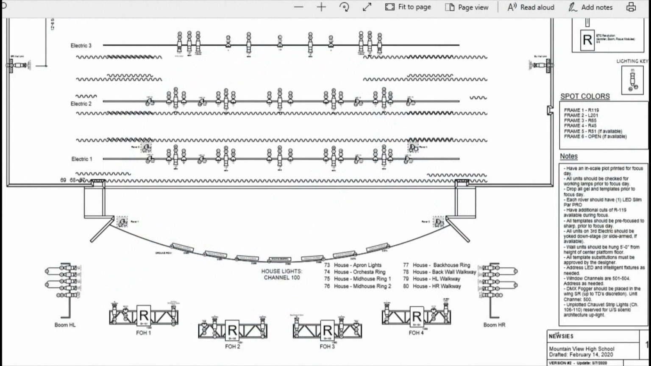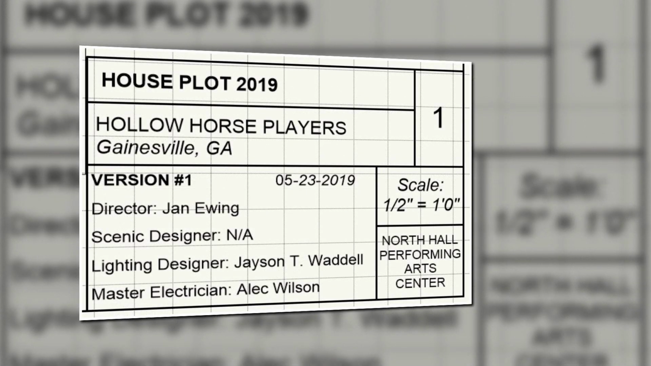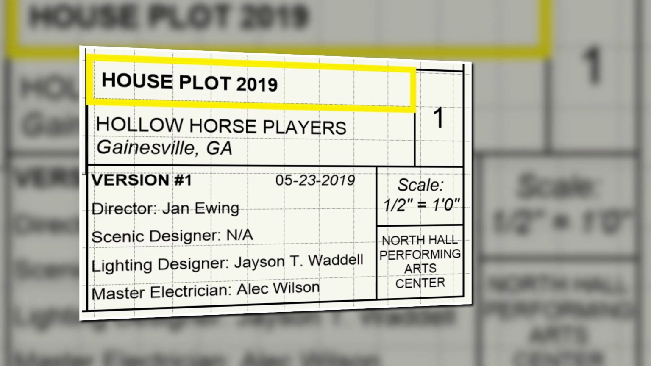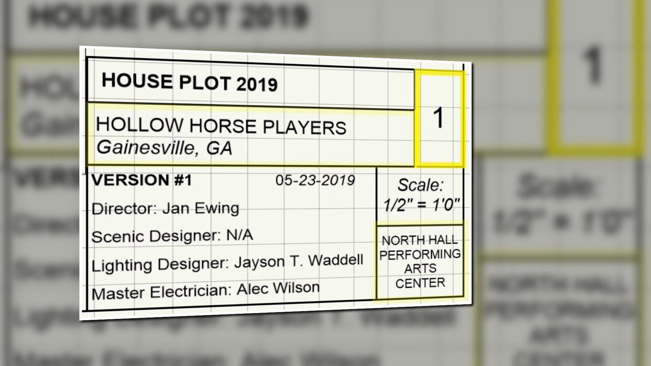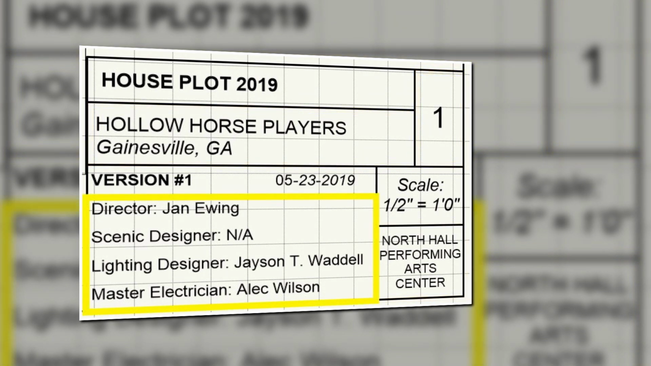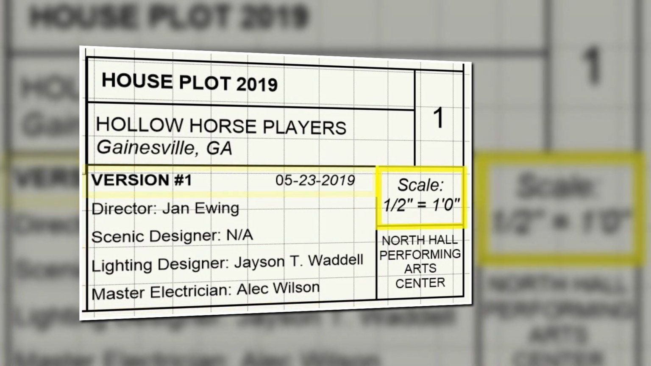And last but not least, the title block, which is typically located in the bottom right-hand corner of the light plot. The title block communicates the basic details of the document: the show title or project, the venue and the producing company's name, the plate or page number, the director and other designer's names, the version number and date, and finally, scale.